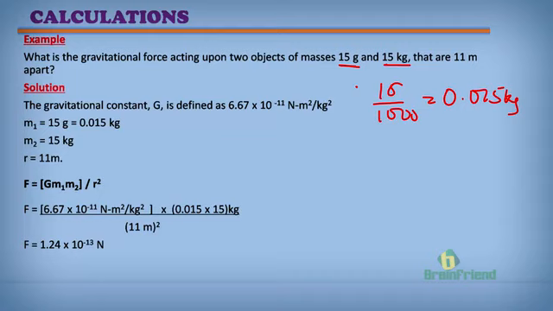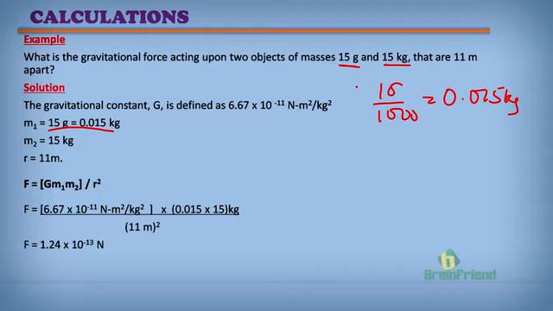Now the mass, M1, is 15 grams, which converting to kilograms gives you 0.015 kilograms, which I wrote here. And M2 is already in kilograms, which is the standard unit for calculating mass, so you don't need to change it, 15 kilograms. The R, which is the distance between the two masses, is given to us as what? 11 meters. You note it. Then coming again, what is force? Force is equal to G times M1 times M2 over R squared.